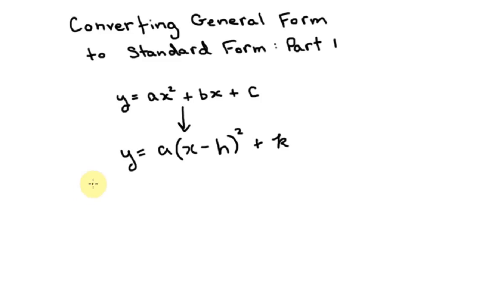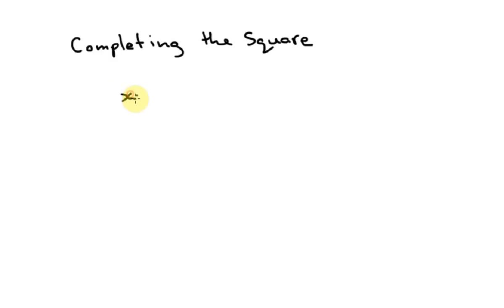Now, before we get started, I'm just going to clear the screen, and we're going to talk about something called completing the square. Completing the square is a really important skill that we're going to use in rearranging these functions. Now, what that means is, suppose you had something that looks like this: x squared plus 6x plus 9. This is a completed square.